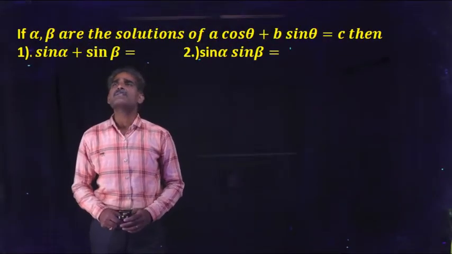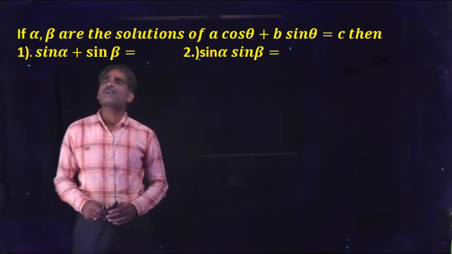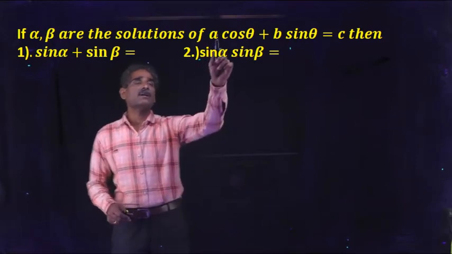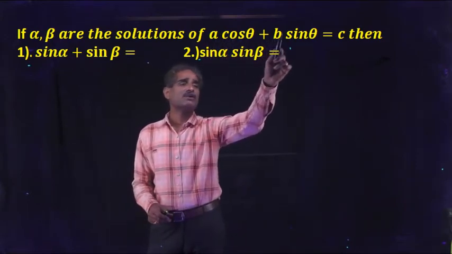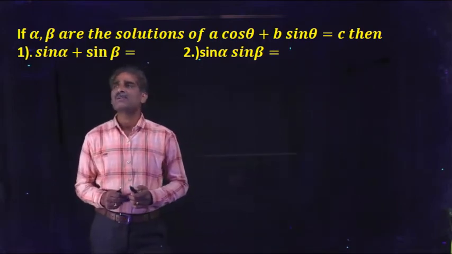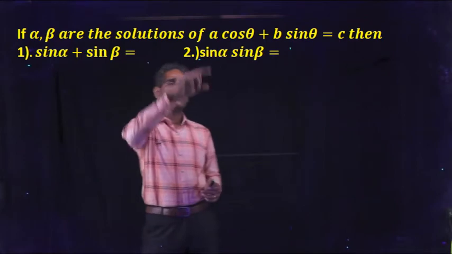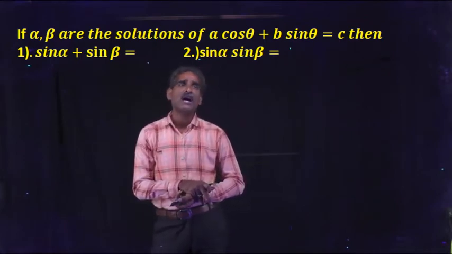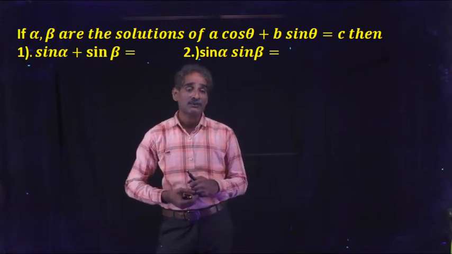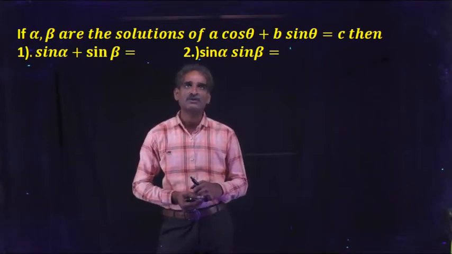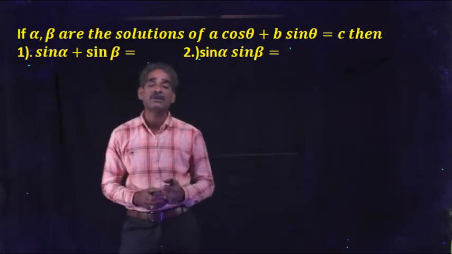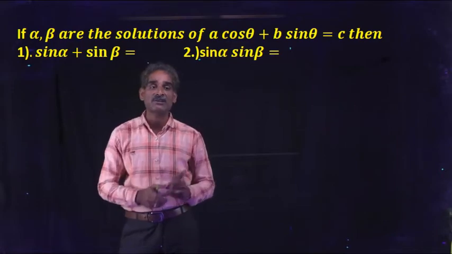Right. See this problem. Here, if alpha, beta are the solutions of a cos theta plus b sin theta equal to c, then find the values of sin alpha plus sin beta and sin alpha into sin beta. Alpha, beta are the solutions of theta. This concept is important for board exams. From the board point of view it is important, and at the same time the results of this concept are very important in objective problems. We can extend this concept.